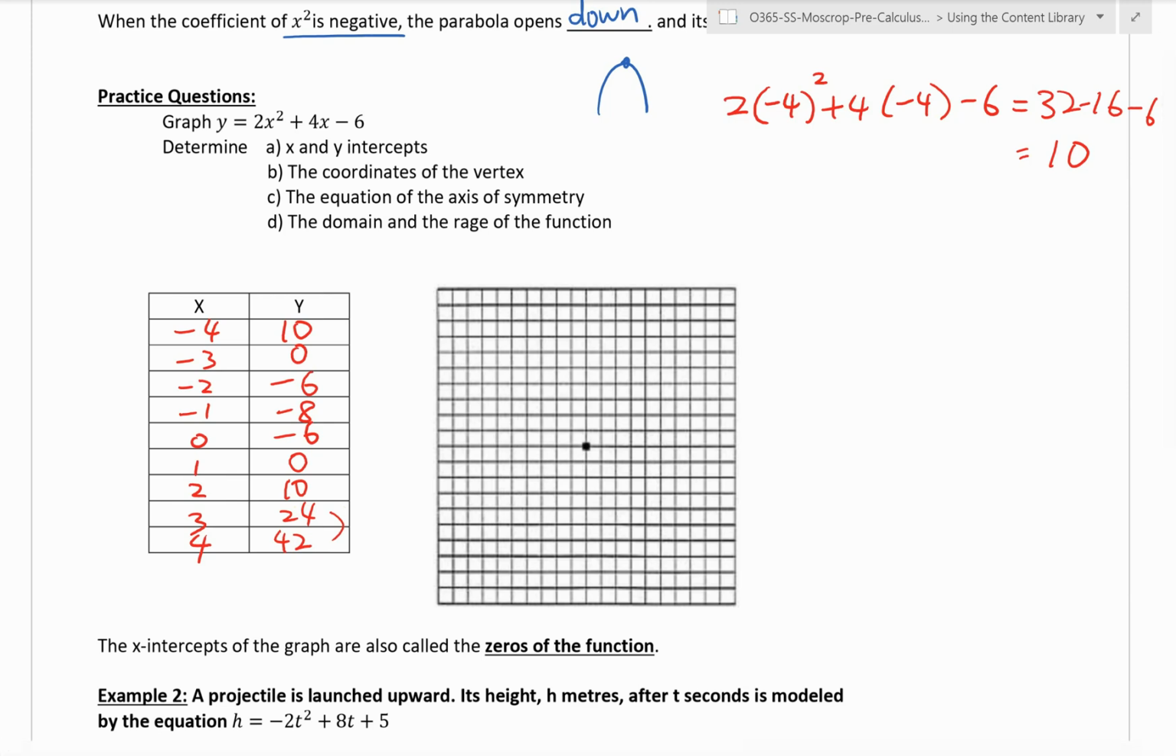Okay, so -4, 10, so that's 1, 2, 3, 4, 1, 2, 3, 4, 5, 6, 7, 8, 9, 10 right here. Negative 3, 0. 1, 2, 3, 0 right here. Negative 2 and negative 6. 1, 2, 3, 4, 5, 6. Negative 1 and negative 8.